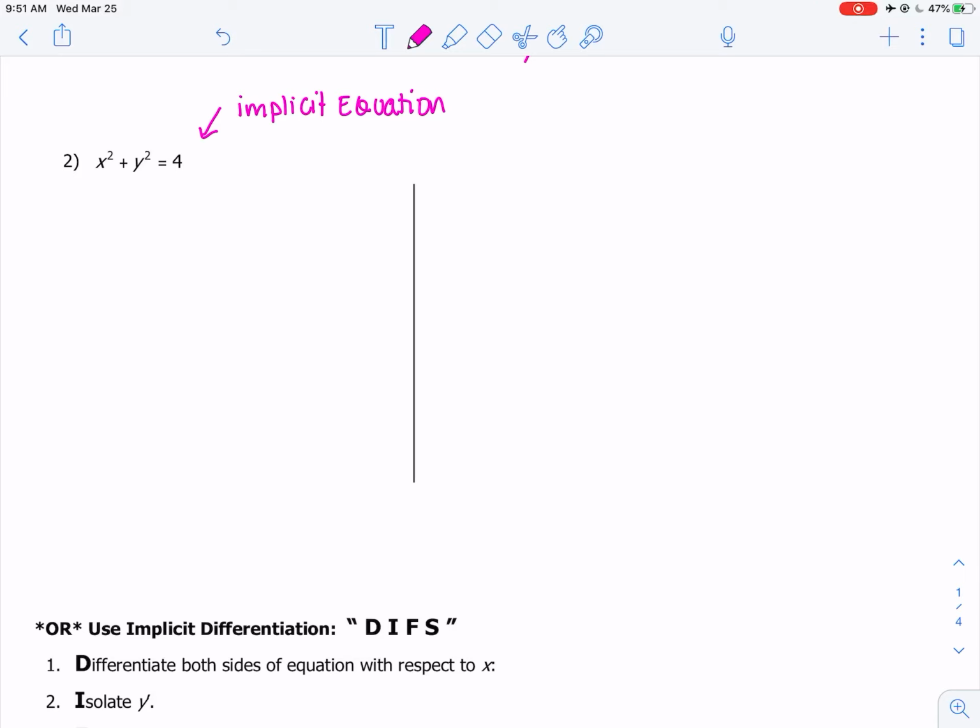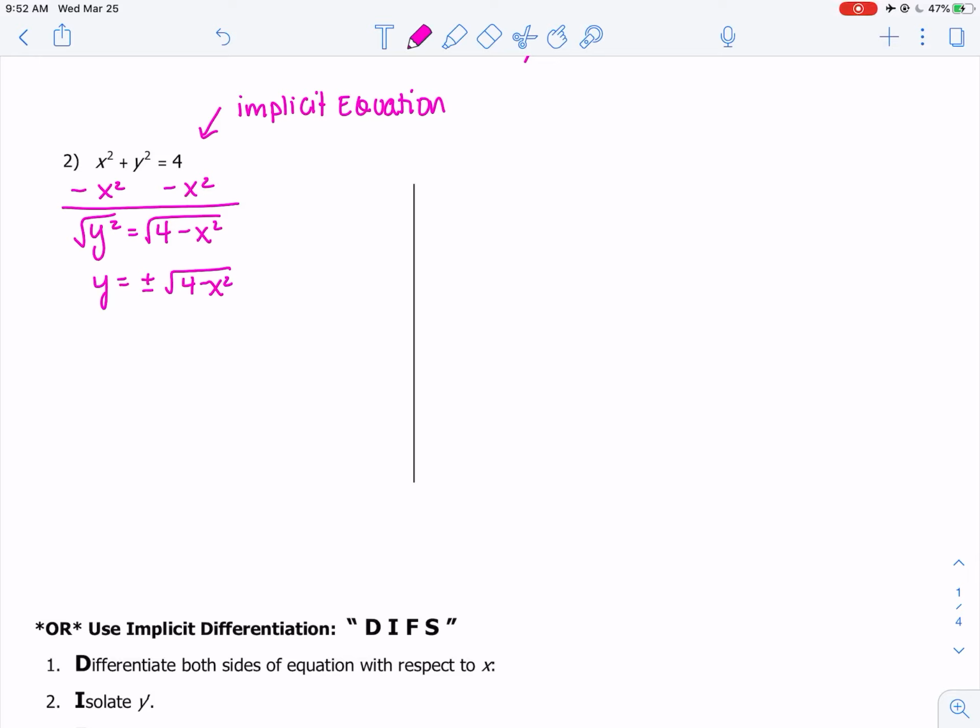The hard way is our old way. So if we think about this as the old way, you might say, let's solve for y. Let's get that y alone. If we solve for y by subtracting x squared from both sides, we wind up with y squared is equal to 4 minus x squared. We still would need to solve for y by taking the square root of each side. If that's the case, you would wind up with y is equal to, yes, the square root of 4 minus x squared, but don't forget that there's a plus or minus on the inside.